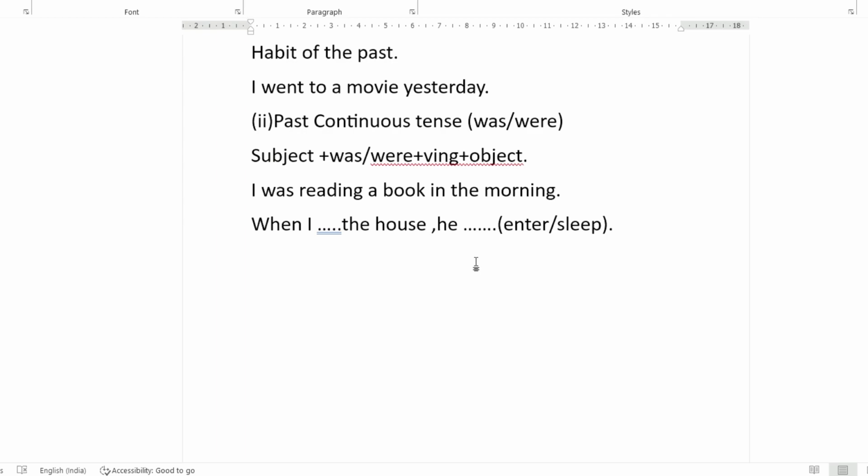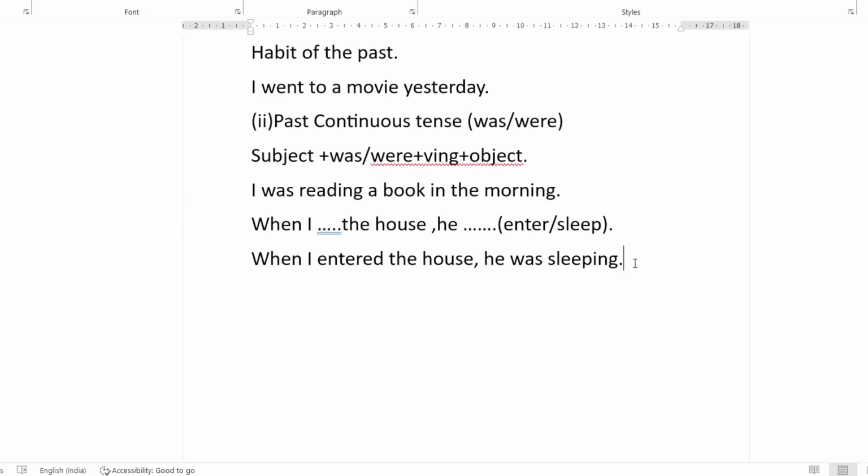Now the action which took less time, I will fill that action in simple tense, and the action which took a longer period of time, I will fill in continuous tense. So my answer will be: when I entered the house, he was sleeping. Okay? Because entering takes less time, sleeping takes more time. So the action which takes less time, I will fill in simple tense. The action which takes more time, I will fill in continuous tense.